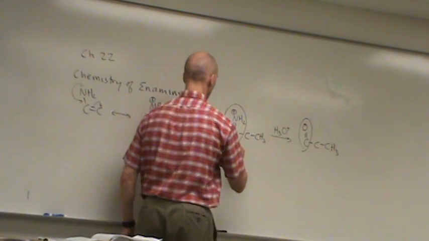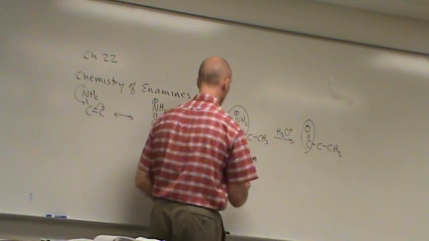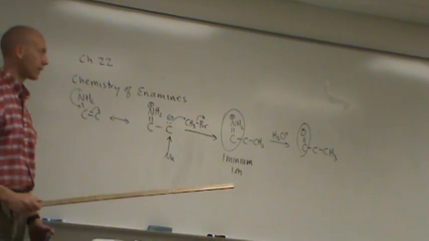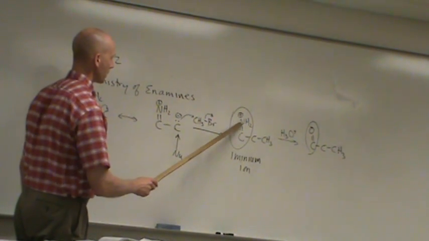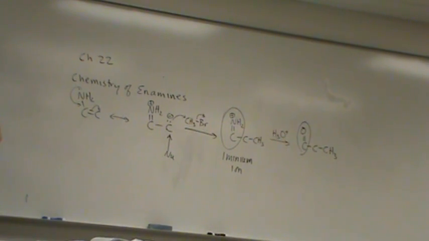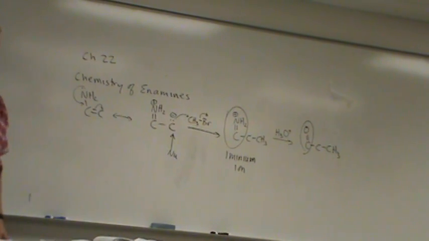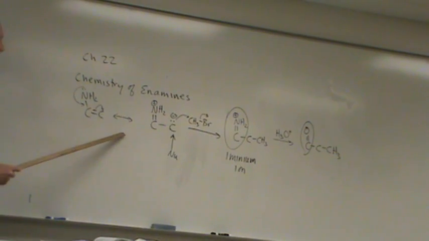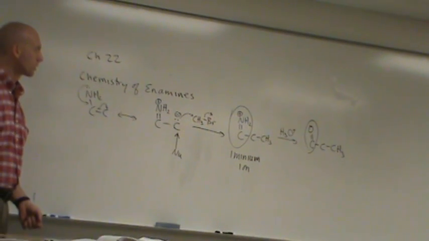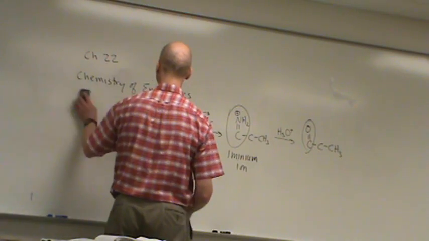Okay, this is sometimes called the iminium ion. Remember the imine, the imine was a C double bond N. Well, here when you have it with a positive charge, we call it the iminium ion. So this is the chemistry of enamines that we want to take a look at. This is the model that we're going to follow. Let's do some problems to see how this works.